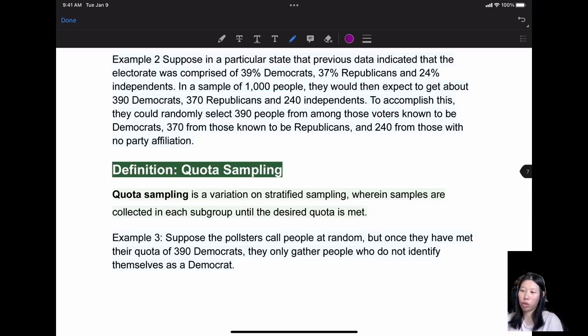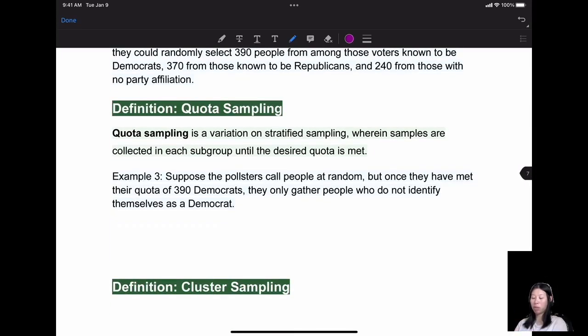Okay, so stratified sampling can also be used to select a sample with people in a desired age group or a specific mixed ratio of male and female. A variation on this technique is called quota sampling. Quota sampling is a variation on stratified sampling, wherein samples are collected in each subgroup until the desired quota is met. So suppose the pollster calls people at random, but once they have met their quota of 319 Democrats, they only gather people who do not identify themselves as Democrats.